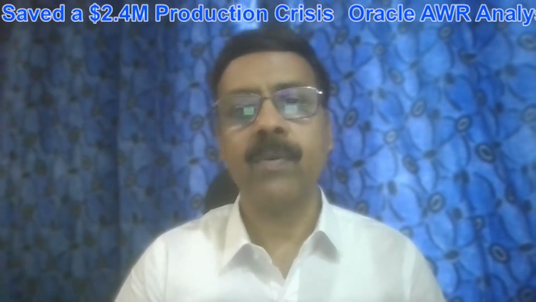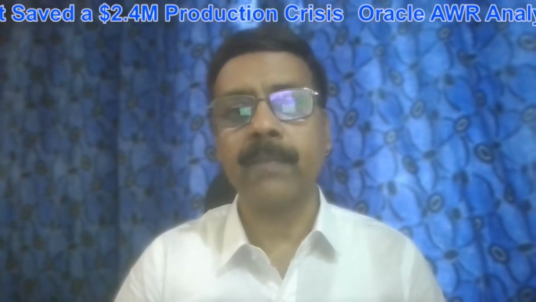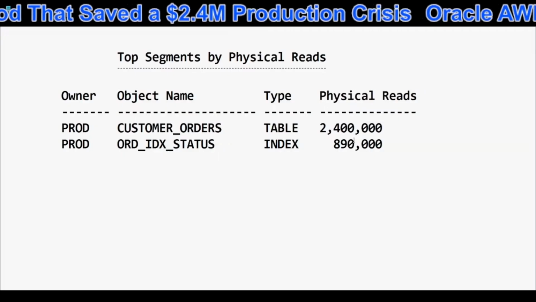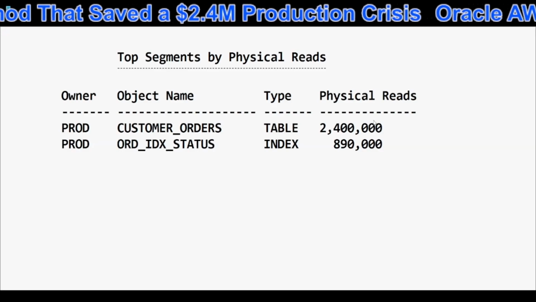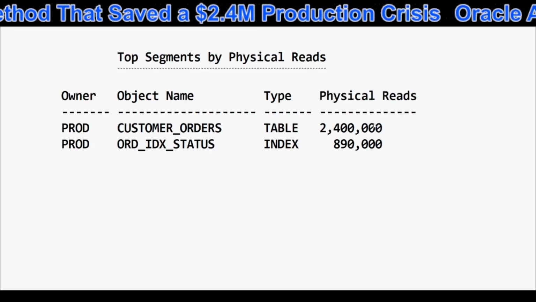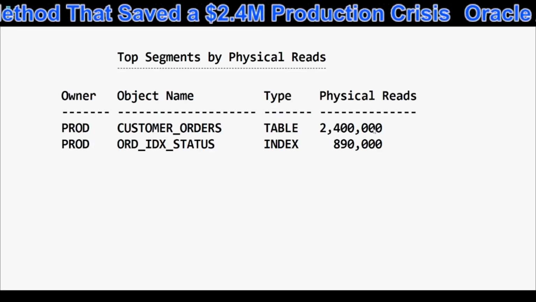Section 5. Top segments by physical reads. Now let's look at section 5. This tells you which tables and indexes are generating the most I/O.